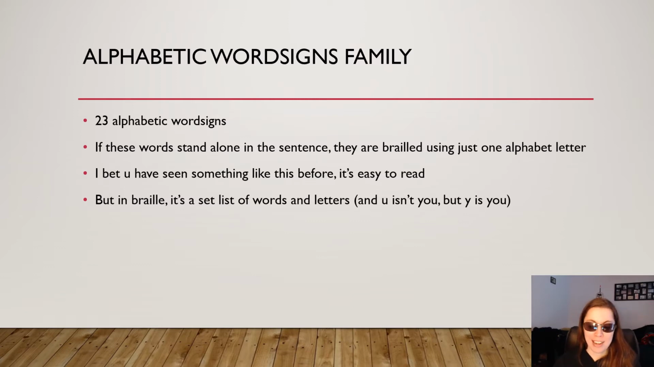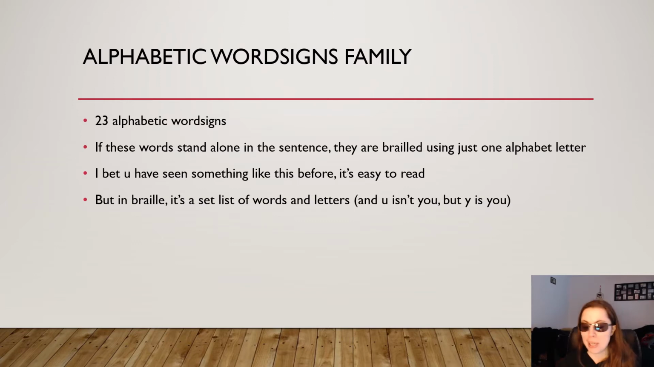Now that you know what standing alone is, we can get into the alphabetic word sign family. This family of contractions has 23 alphabetic word signs. If these words stand alone in a sentence, they're brailled using just one letter of the alphabet. I bet you've seen something like this before, and it's pretty easy to read. Now that people text, there's all sorts of shortening of words in print in informal settings to just a letter, and people can read them intuitively without much trouble.